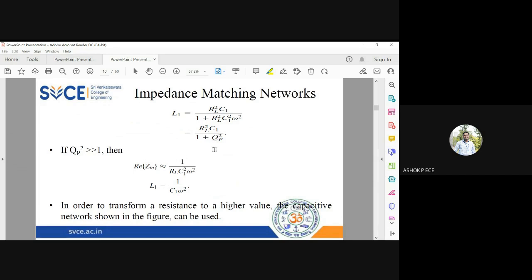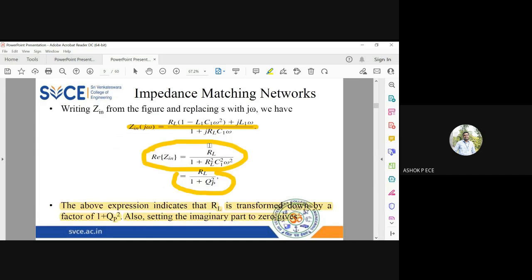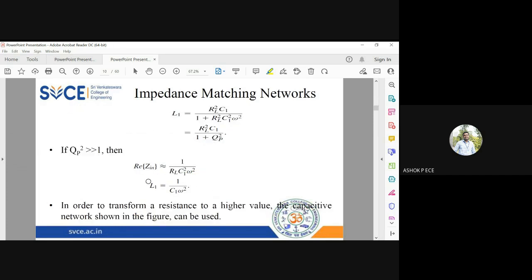Or if you assume that QP is a very large number, I can approximate the equation to L1 equal to 1 by C1 omega square. So in order to transform a resistance to a higher value, the capacitive network shown in the figure can be used. You see here the QP value is very large, so L1 and C1 values will also be very small, because L1 is 1 by QP square. So when QP is very large, L1 and C1 values will tend to reduce.